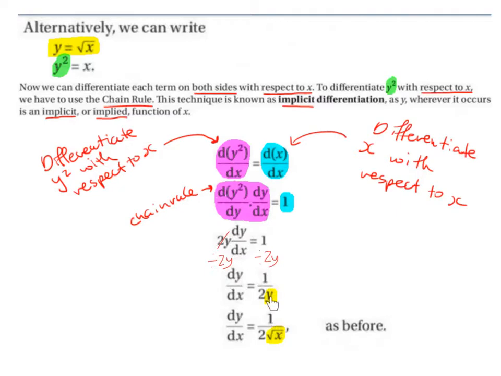So where did we get this from? Well, we stated at the start that y was equal to root x. And so therefore dy/dx, the derivative of y with respect to x, is 1 over 2 root x, as we worked out on the previous slide.